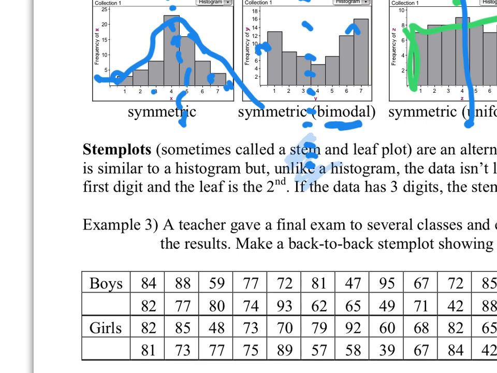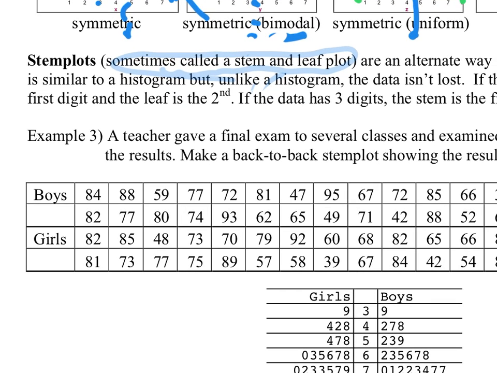Stemplot. This is new for you. That didn't help because that's not the eraser. This is the eraser. A stemplot, let me do the shading this time, is sometimes called stem and leaf. So we're going to make stem and leaf. Stem and leaf is good when there's boys and girls, or cats and dogs, or people from 1920 and people from 1921, and you want to compare the shape of both pieces of data.